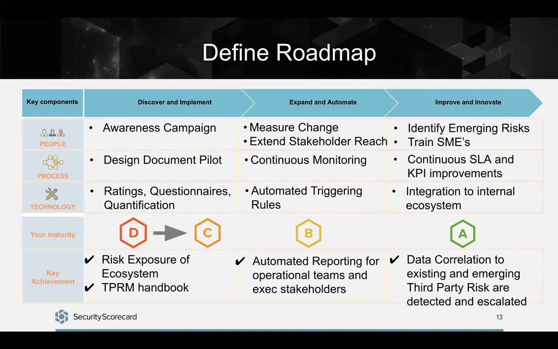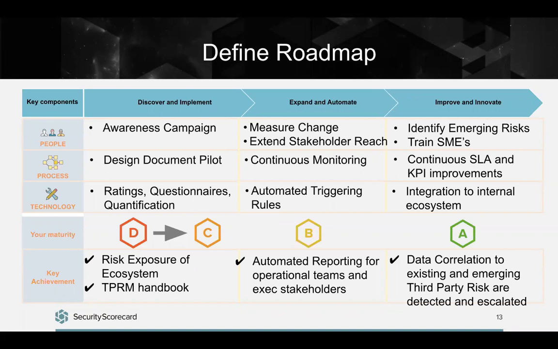And technologies, we may start to implement things like security ratings. We may be implementing questionnaire tooling there, risk quantification tooling, right? And this gives us, let's say, that deliverable at the end of the day of what we're trying to achieve. One is we understand the risk exposure of our ecosystem. And then second, we may have a third-party risk management handbook that we can share within our organization as well as communicate to our vendors.